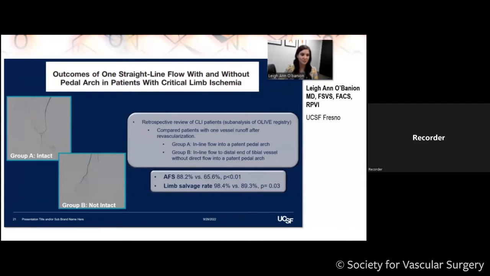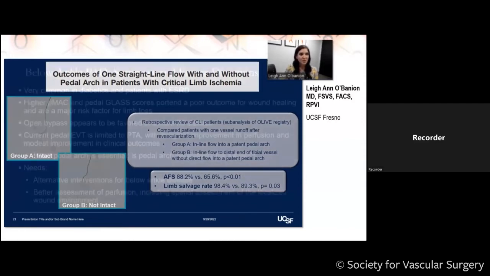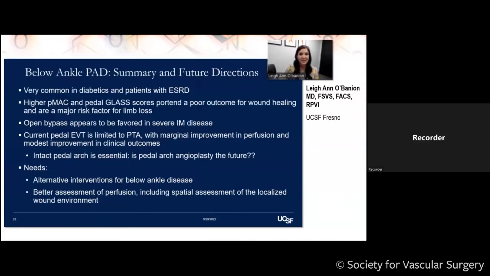is likely essential. And so in conclusion, below the ankle PAD is very common in diabetics and patients with end-stage renal disease. Higher PMAC and pedal GLASS scores portend a poor outcome for wound healing and are a major risk factor for limb loss. Open bypass appears to be favored in severe inframalleolar disease, and current pedal endovascular therapies are limited to PTA with marginal improvement in perfusion and modest improvement in clinical outcomes. And some studies have found that an intact pedal arch may be essential.